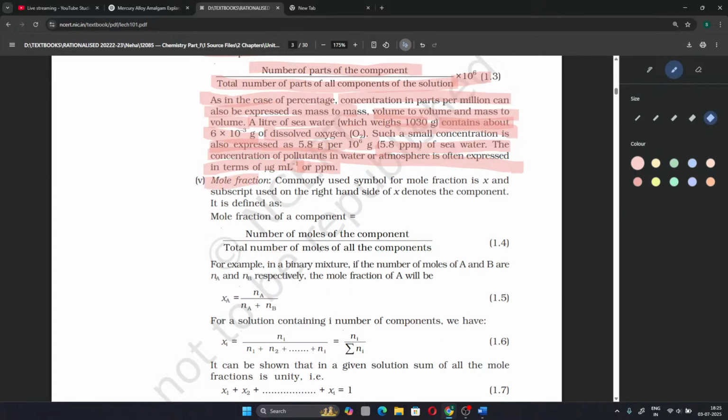And there is one more concentration term, mole fraction. The commonly used symbol for mole fraction is chi, and the subscript on the right hand side of chi denotes the component. This is the symbol for mole fraction, and this is the subscript. If it is chi A, then it means that it is the mole fraction of component A.